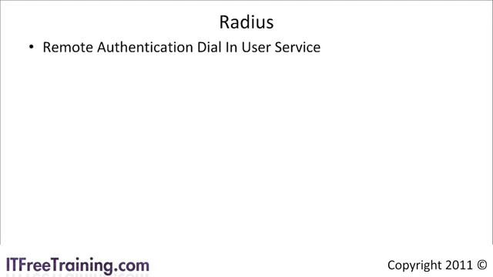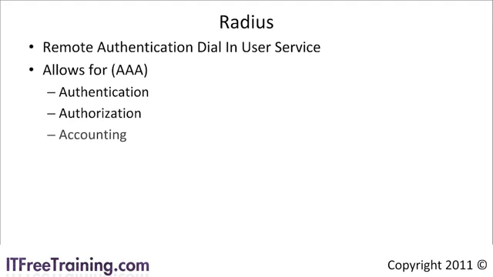The last thing that I want to look at is Radius. Radius stands for Remote Authentication Dial-In User Service. Radius allows for the central management of authentication, authorization, and accounting, also known as AAA. If you have a large organization and you want to centralize administration of your remote connections, you should consider installing a Radius server or multiple Radius servers throughout your organization.